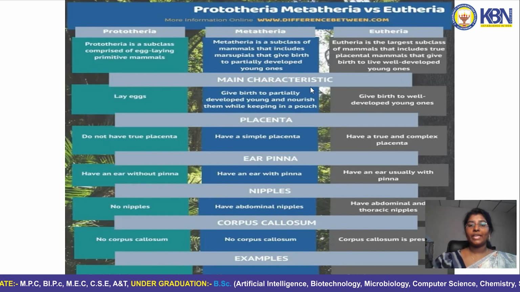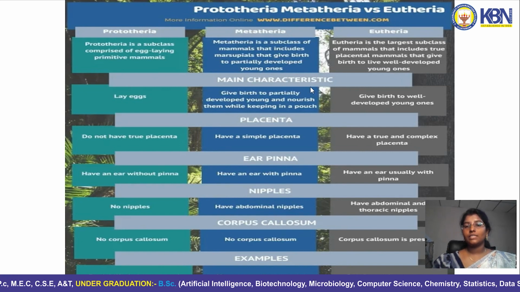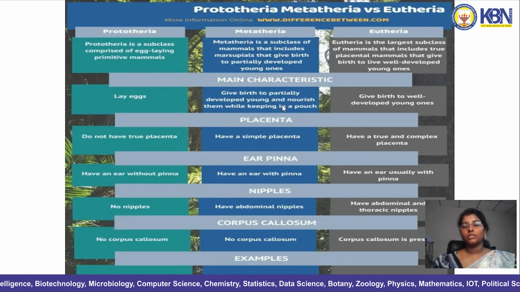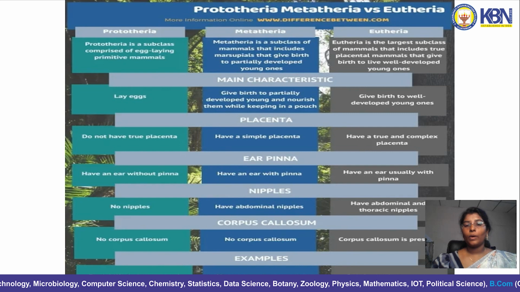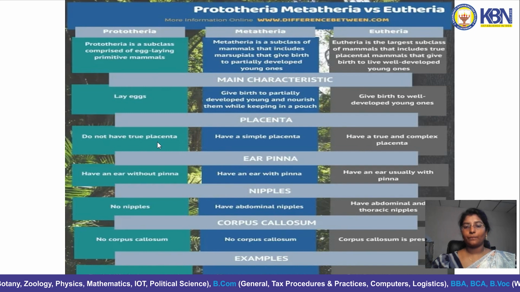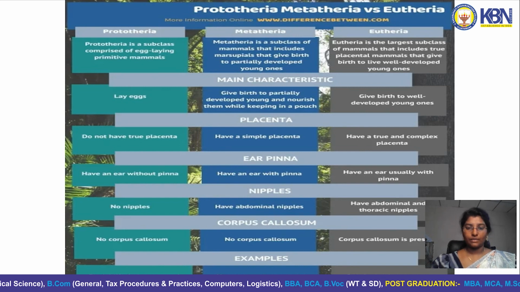Next, what are the main characteristics of these three classes? They lay eggs. Like the previous point, Metatheria give birth to partially developed young ones and nourish them while keeping them in a pouch. Third, Eutheria give birth to well-developed young ones. Placenta: in Prototheria, they do not have any true placenta. In Metatheria, they have a simple placenta. In Eutheria, they have a true and complex placenta.